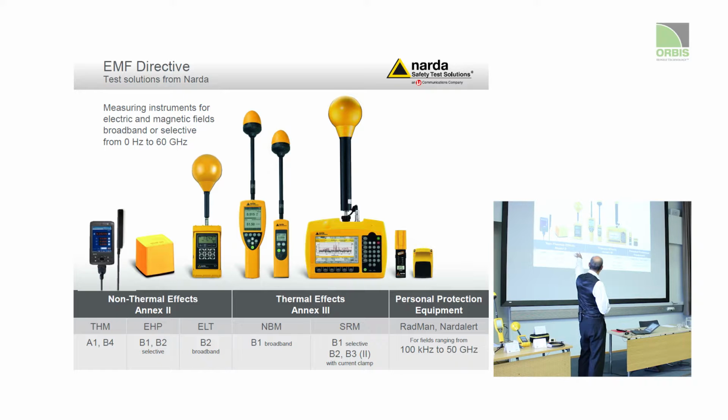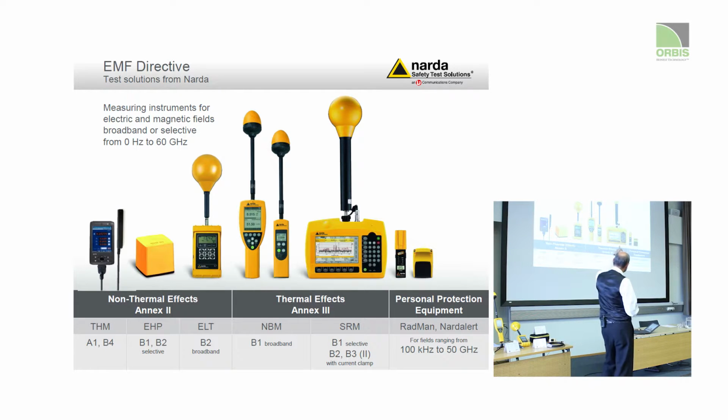Then in the middle here on the non-thermal effects, an analyzer for measuring electric and magnetic field selective. The ELT for broadband analysis. Then on the right, in the middle here, we have the thermal effects, starting from a few kilohertz up to 100 gigahertz for broadband testing with different systems, either coil diode systems or dipole diode systems or thermocouple systems.